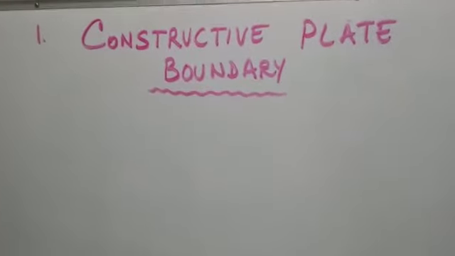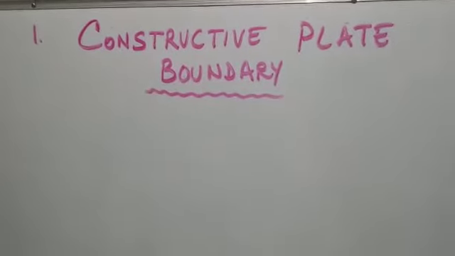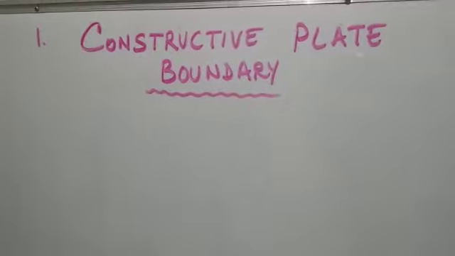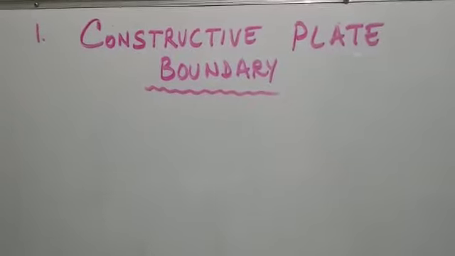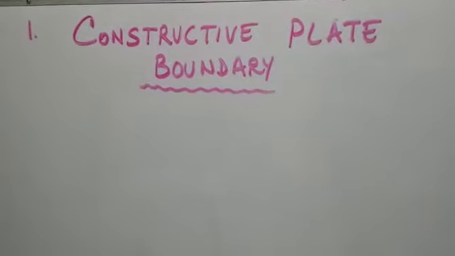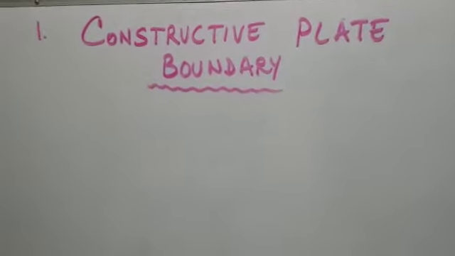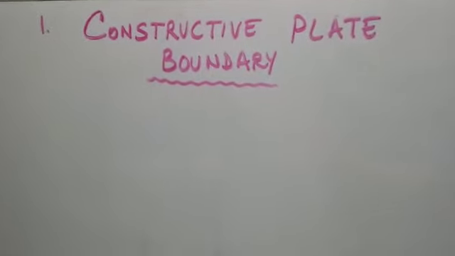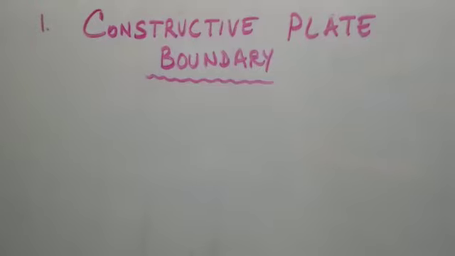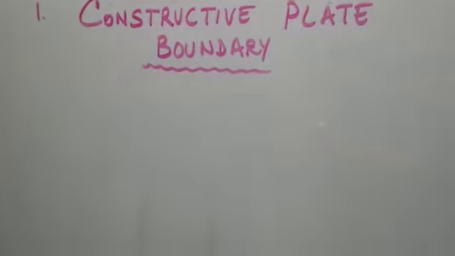Okay, good morning. If you remember, last lesson I told you I was going to teach you how to draw and sketch, label and annotate the different types of plate boundary. The first type of plate boundary is a constructive plate boundary. The reason it's called constructive is because the plates pull apart.